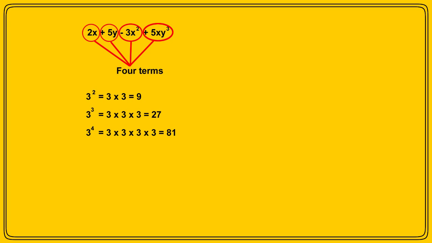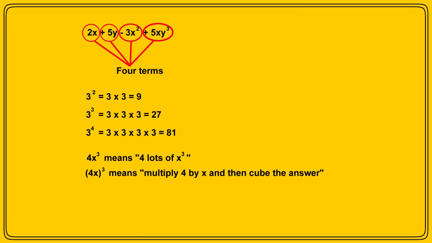Well, that's pretty straightforward, but where many people make mistakes is with terms such as 4x cubed. 4x cubed means work out the value of x cubed and multiply the answer by 4. It does not mean work out 4 times x and then cube the answer. If I wanted you to work out the 4x first and cube that, I'd have to put brackets around the 4x like this. You'll remember that things written in brackets are normally done first.